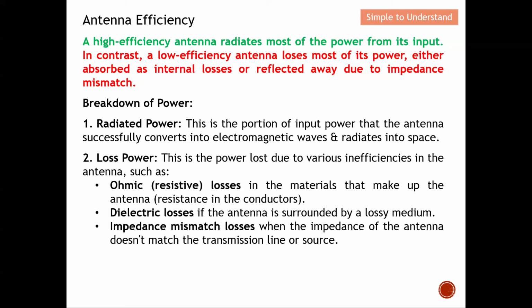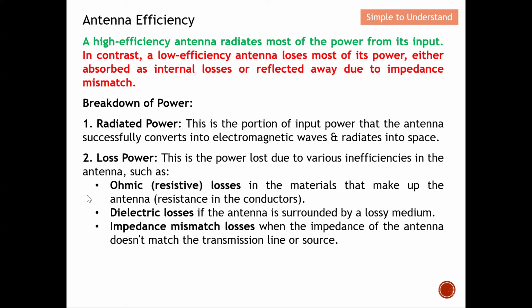If we have an impedance mismatch, the transmitted power or incident wave can be reflected, and this indicates a low efficiency. Let's come to the breakdown of power. There are two parts. One is radiated power, which I think I have already described. This is the portion of input power that the antenna successfully converts into electromagnetic waves and radiates into space or air. In short, radiated power is how much power the antenna releases into the air.